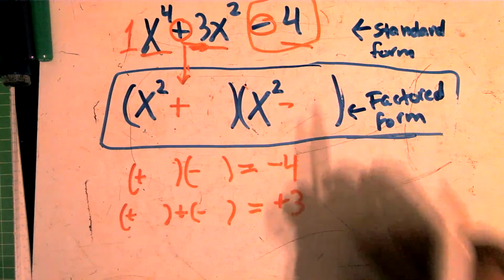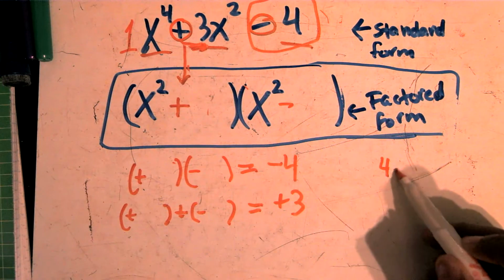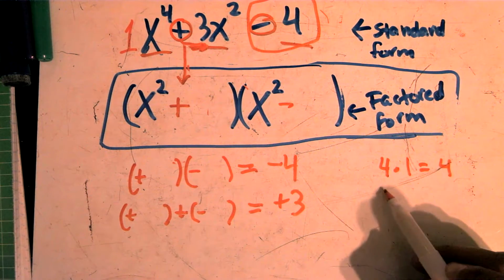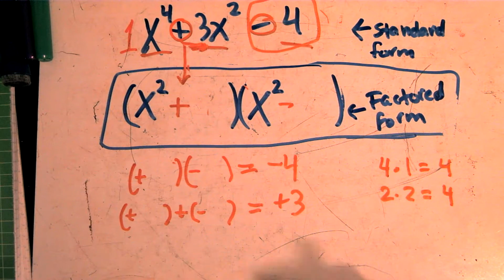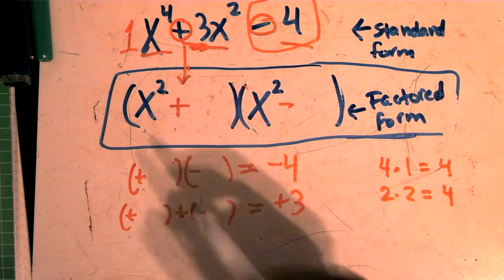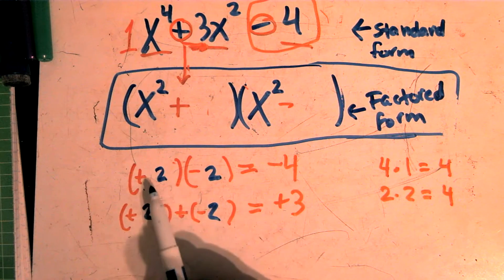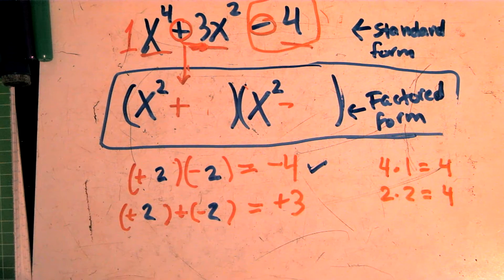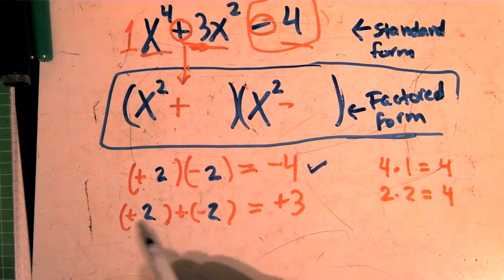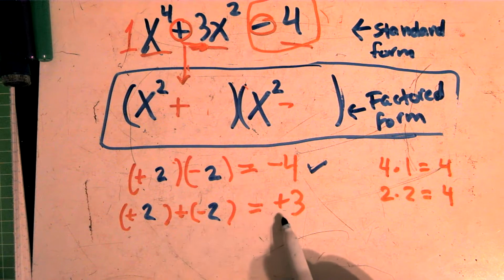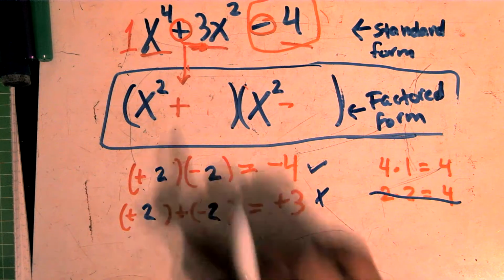Now here, it's no longer a prime number. So when you think about it, let's just ignore the sign for a minute. 4 times 1 is going to give me 4, and 2 times 2 is also going to give me 4. So let's try the 2. Let's see if it works. It has to work for both. 2 times -2 is -4. That works. But 2 plus -2 is going to give me a 0, not 3. So it doesn't work. So we can't use 2 times 2.